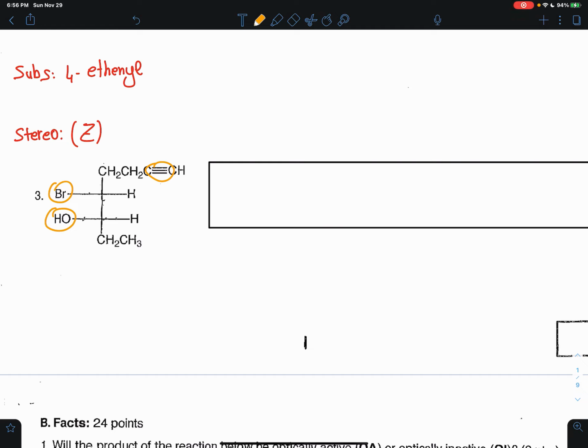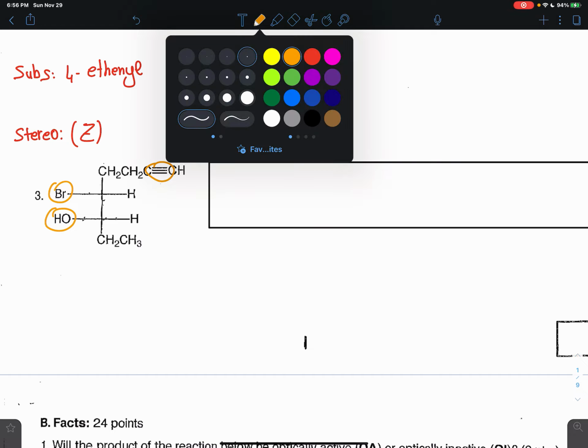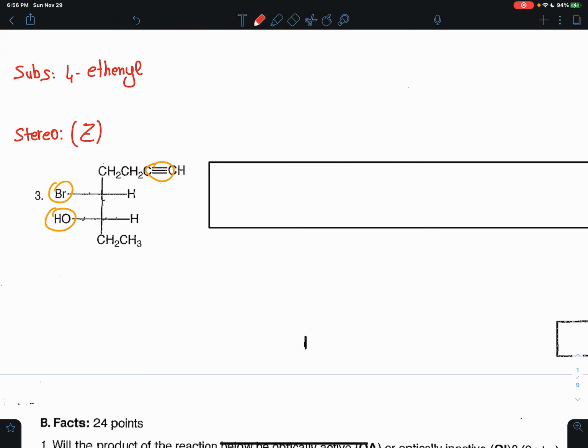So knowing that, it has to be on my lowest numbering. So if I go ahead and start numbering my structure, I'm gonna have 1, 2, 3, 4, 5, 6, 7, and 8. So it's an 8 carbon chain. Again, let's do the root, subs, and lastly stereo.